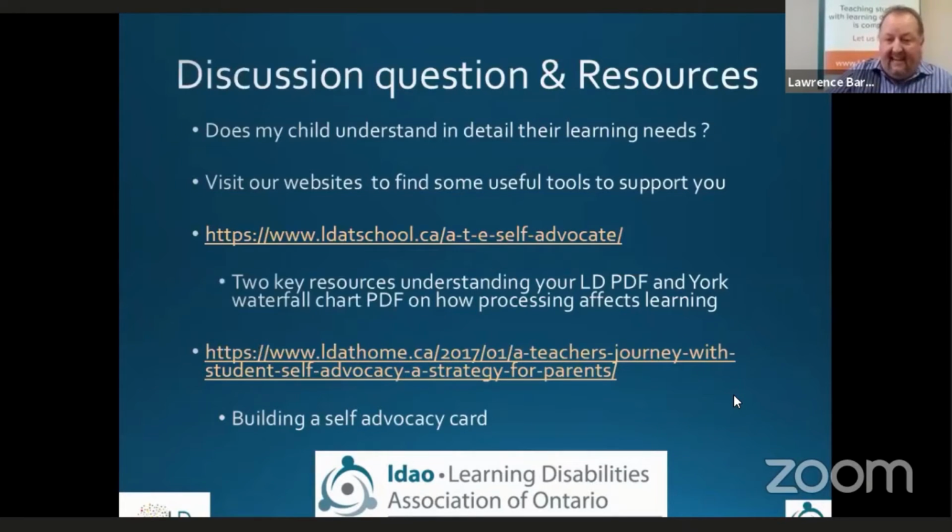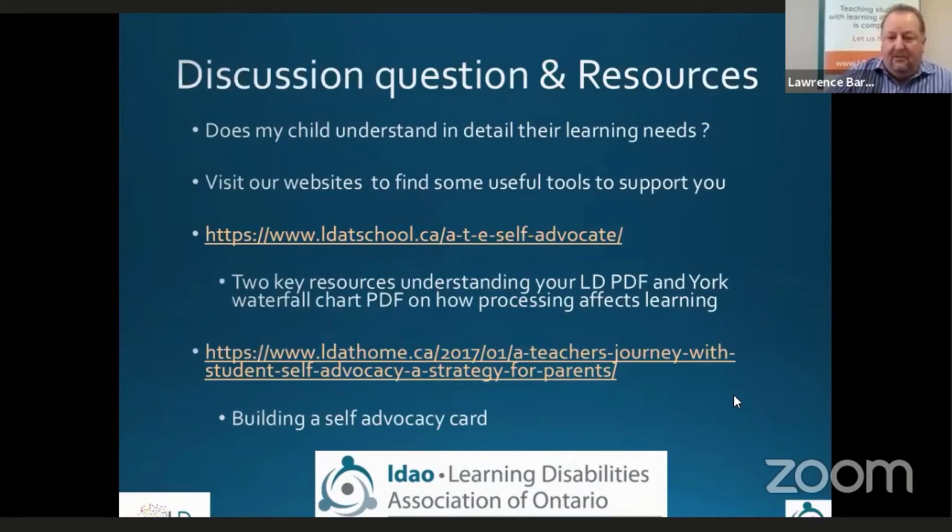The second link, which is probably the most practical tool we've ever come across, actually came out of a teacher, Julia Osborne, who came from the York board as well. Interestingly, we were doing a lot of work with them around self-advocacy, which is building a self-advocacy card. This is an exercise that the student does.